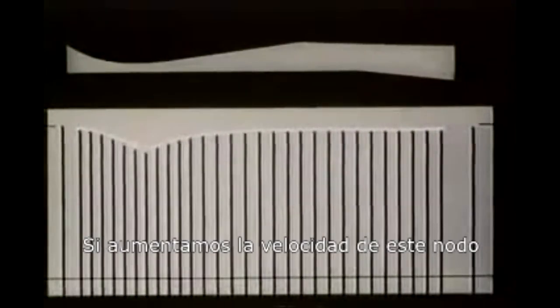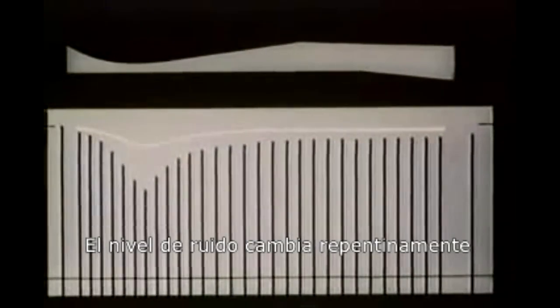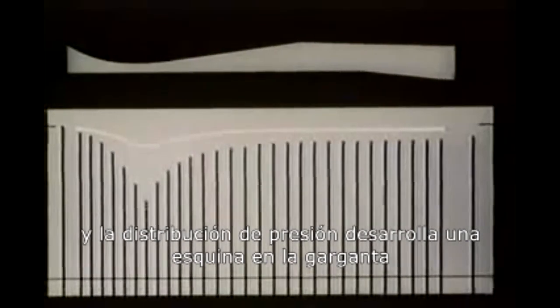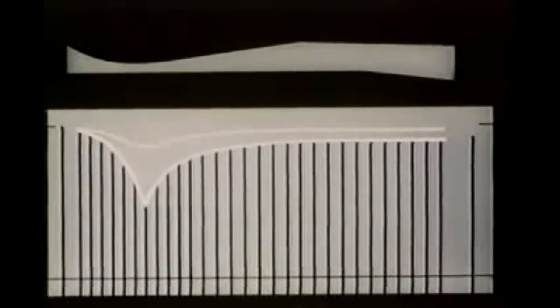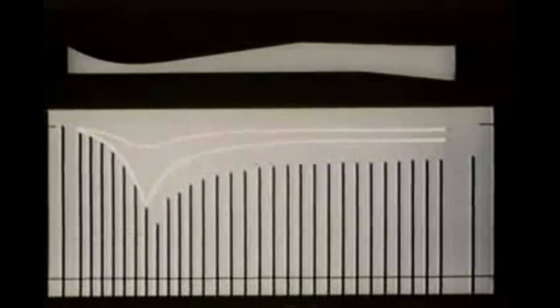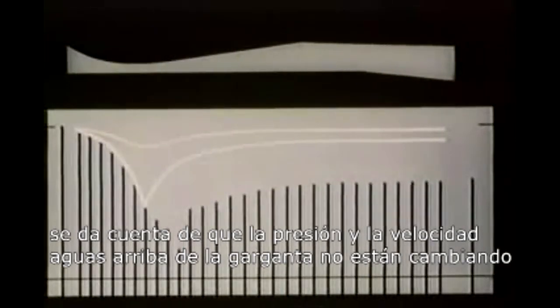If we increase this throat velocity, we come to a critical flow rate. The noise level suddenly changes, and the pressure distribution develops a corner at the throat. As we continue to open the valve, the symmetry disappears. Notice that the pressure and velocity upstream of the throat are not changing.